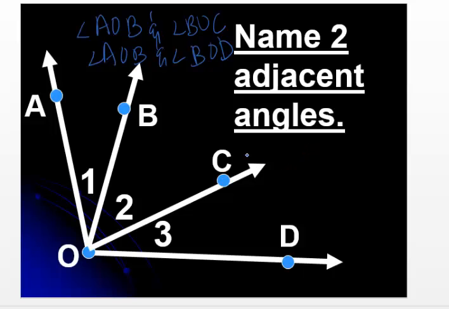Another set of adjacent angles would be angle BOC and angle COD. These two sets of adjacent angles share the common ray of OC.